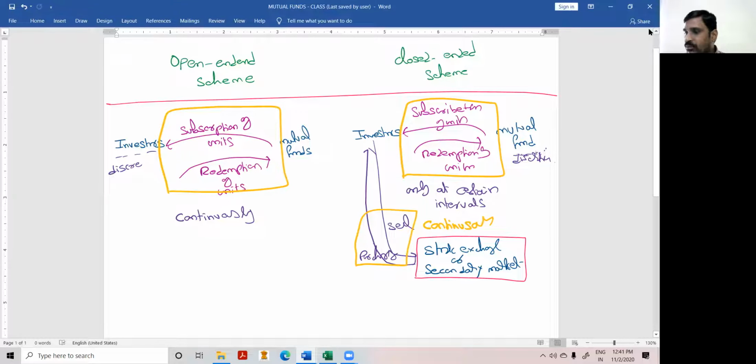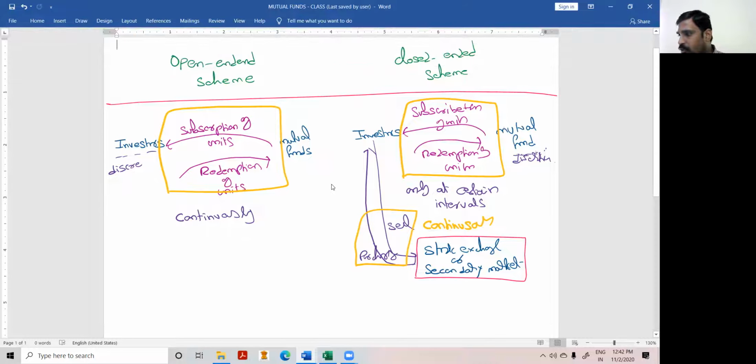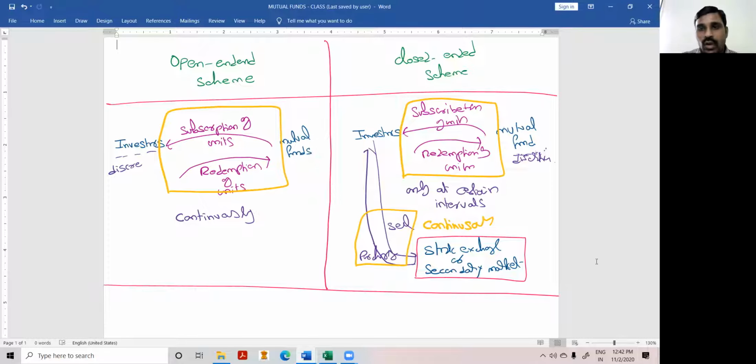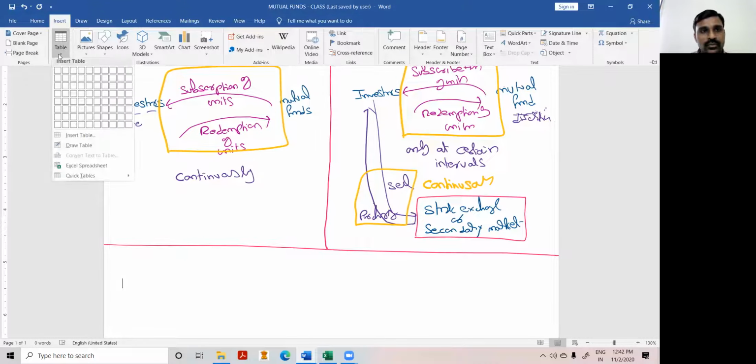So this is the difference between an open-ended fund and a closed-ended fund. The difference is important before learning the necessity of exit load. One of the concepts which we use in this problem is the exit load. To learn the exit load, we need to understand the difference between open-ended scheme and closed-ended scheme. So let me explain in a descriptive way the difference between open-ended fund and closed-ended fund.